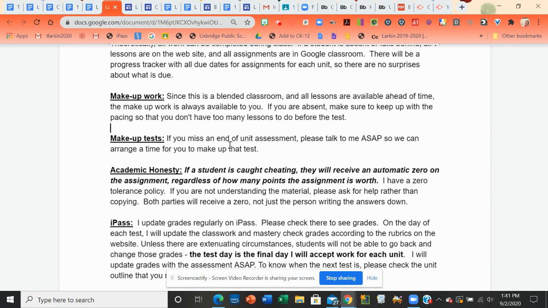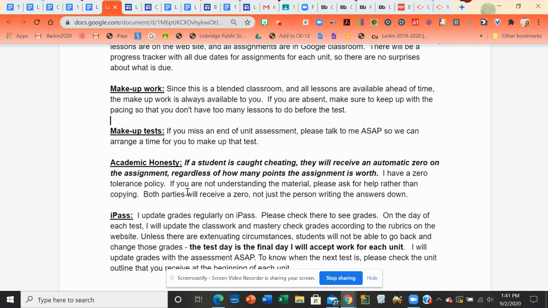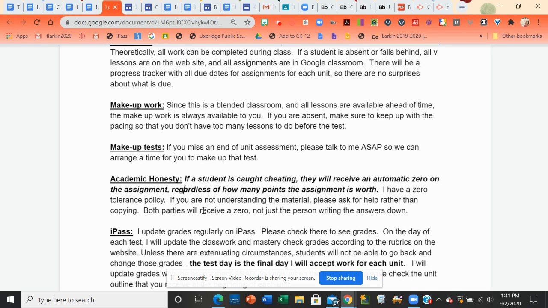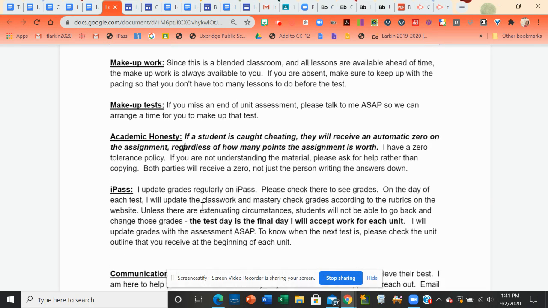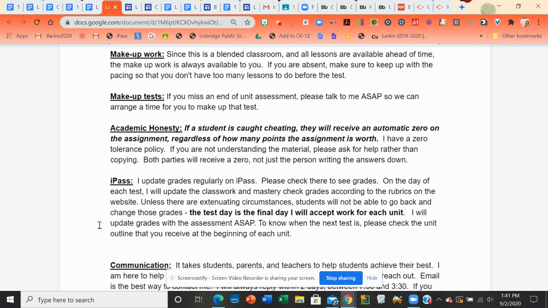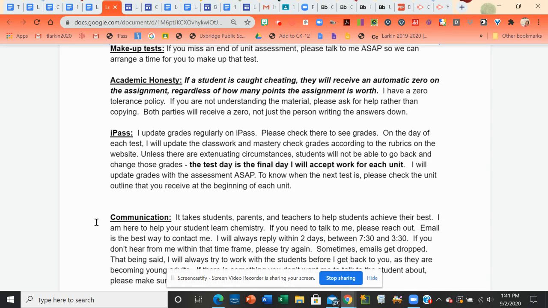Makeup tests: if you miss an end of unit assessment, please talk to me ASAP so we can arrange a time for you to take that test. Academic honesty, I expect nothing less than you being honest. You can read through that. I-PASS, I will update that regularly. Please check there to see your grades.